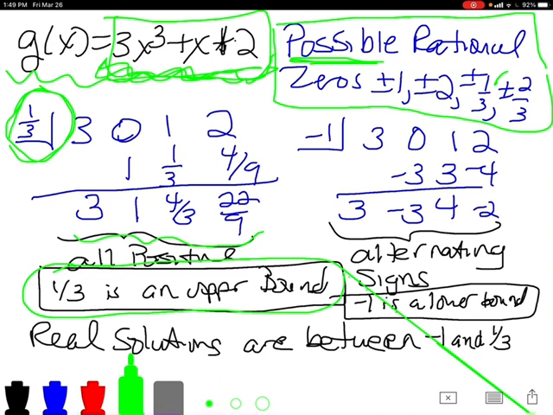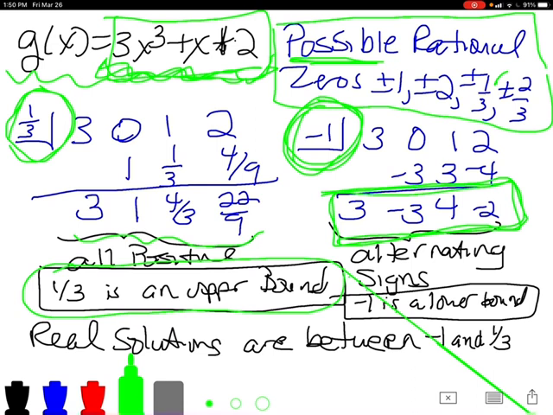Then we tried to find the lower bound. So you try the negatives. Now I tried negative 1/3 first. And that didn't work. It wasn't a zero and it wasn't a lower bound. I just told you to take my word for it that I tried negative 2/3 at home, and then I tried negative 1. When I tried negative 1, to find lower bounds, you're looking for a negative up here, and your bottom row here is alternating signs, and that's a lower bound. So negative 1 turns out to be our lower bound.